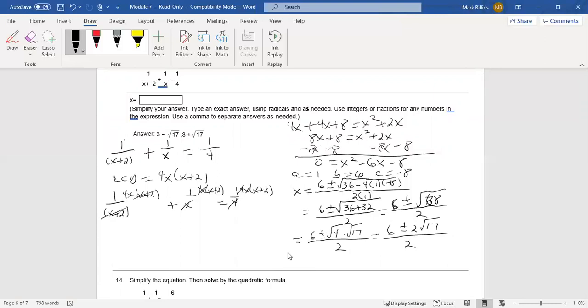And now, since something divides into all 3 of these, I can divide it out. So 2 goes into 2 one time, into 6 3 times, and into 2 one time. So our final answer is simply going to be 3 plus or minus the square root of 17. Okay, so again, sorry about that up here. This should be 68, not 78. And so we broke 68 into the square root of 4 times the square root of 17.